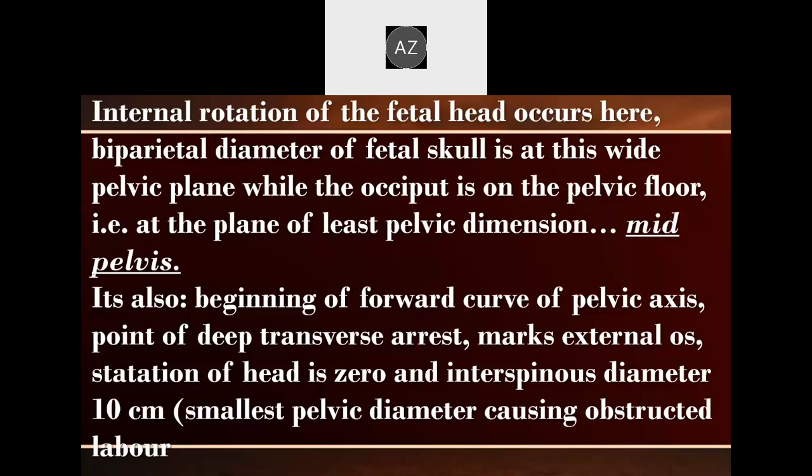And then the most important thing you can speak about is the internal rotation of the fetal head that occurs there. The biparietal diameter of the fetal skull is at this point during that rotation, and it is the beginning of the forward curve of the pelvic axis, with the point of deep transverse arrest, and then it marks the point of the external os of the cervix. The station of the head is 0 at this point, and the interspinous diameter is 10 centimeters at that point.